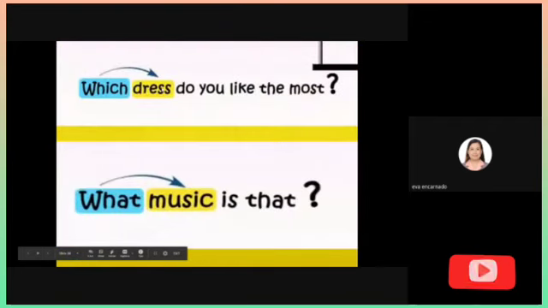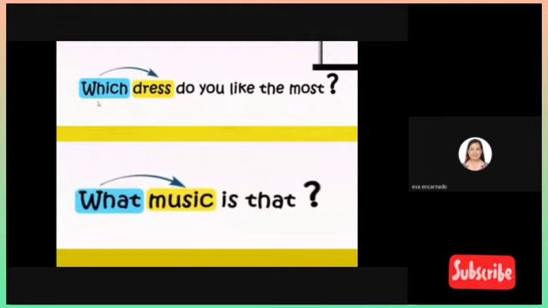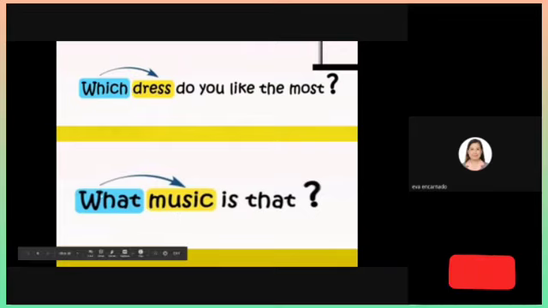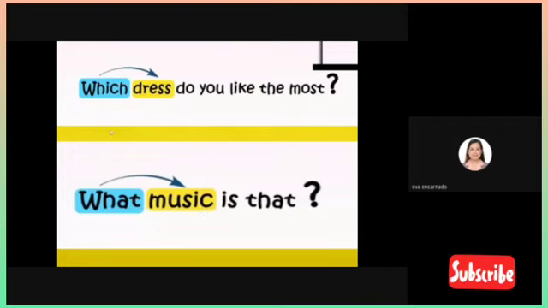Which dress do you like the most? You're asking which dress. Okay? So, don't be confused. Magkatabi lang yung interrogative adjectives mo sa noun mo. Okay? What music? Kasi kung pronoun yan, you use it as a pronoun. What is your name? Di ba? Ganon. Pero in this case, what music is that?